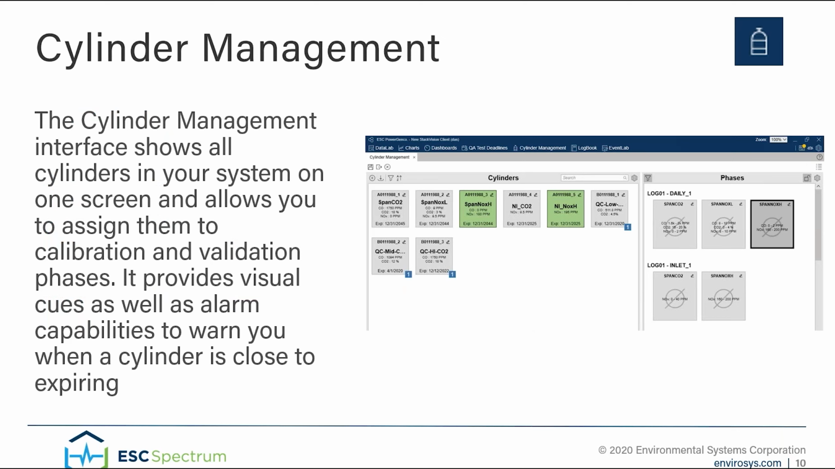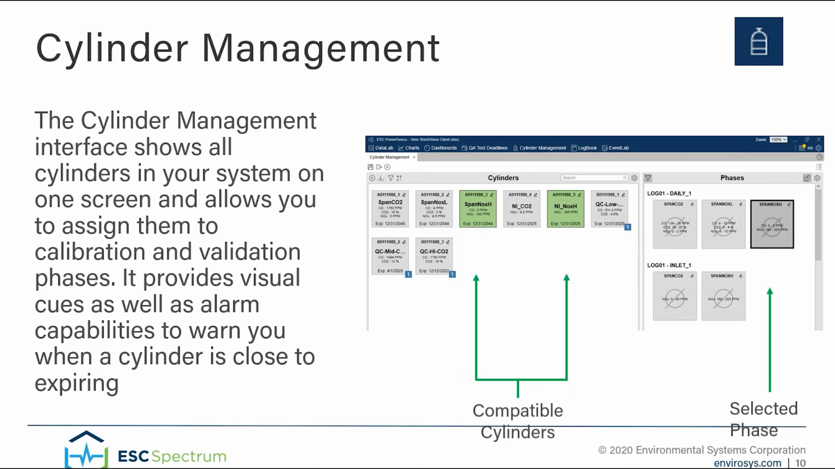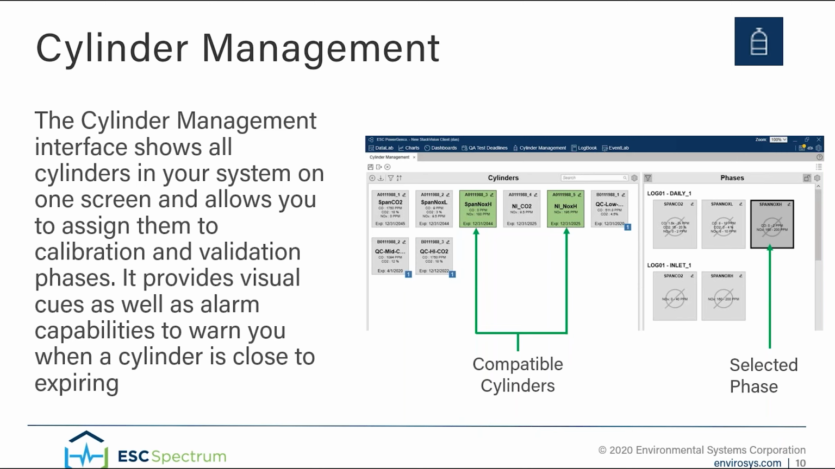The cylinder management interface shows all the cylinders that are currently in your system on one screen and allows you to assign them to the calibration and validation phases. And to do this, we link those cylinders with the applicable or corresponding phases. It provides visual cues as well as alarm capabilities to warn you when a cylinder is close to expiring.